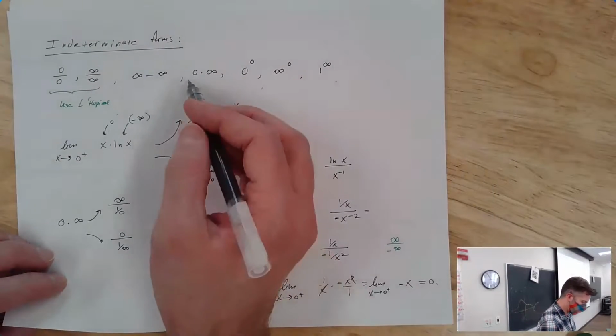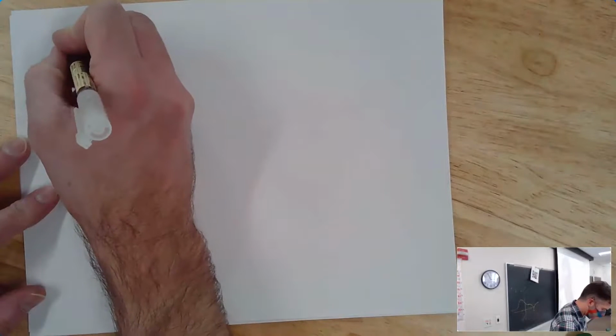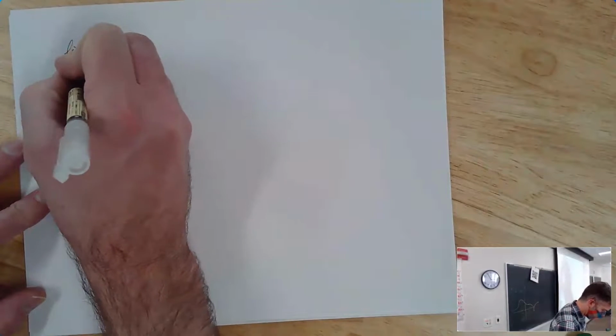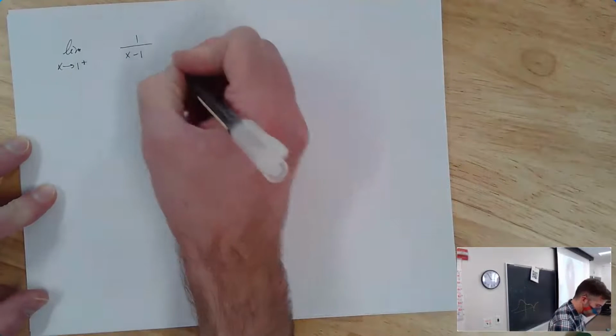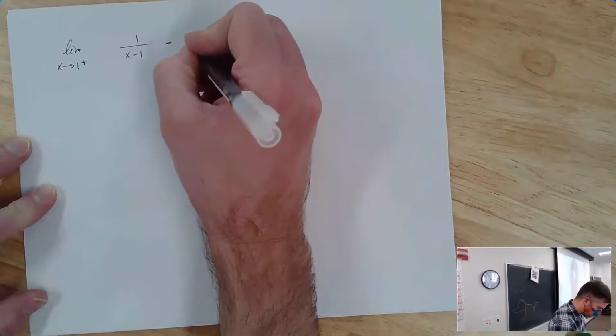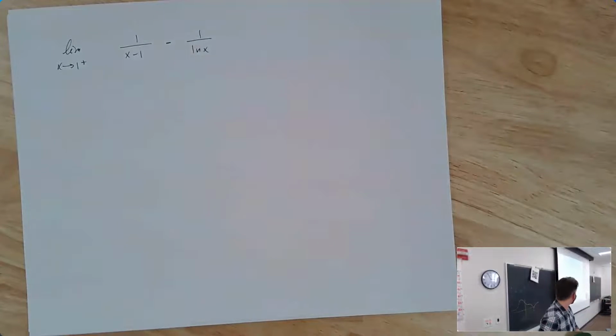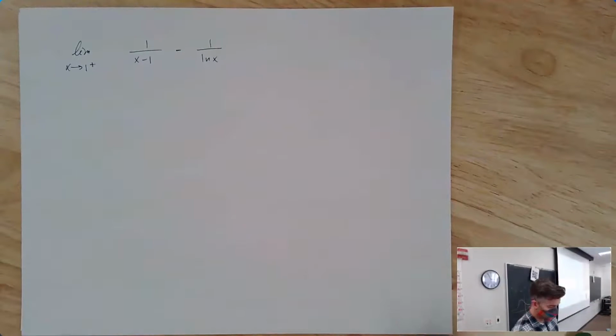So we did one of these. Let's do an infinity minus infinity. This can be interesting. Here's a not terrible example. Let's look at the limit as x approaches 1 from the right of 1 over x minus 1 over natural log of x. And I should stress, this is an infinity minus infinity form, right?